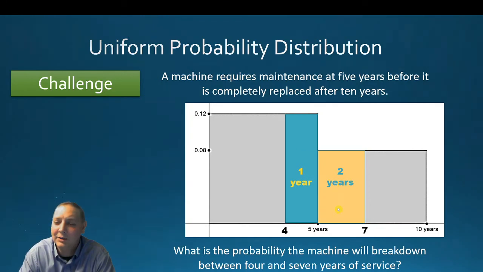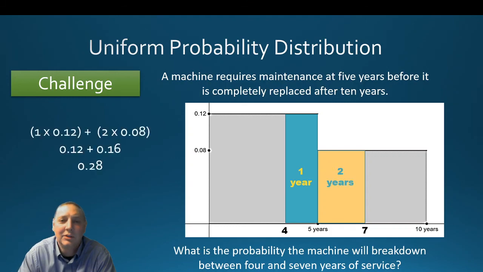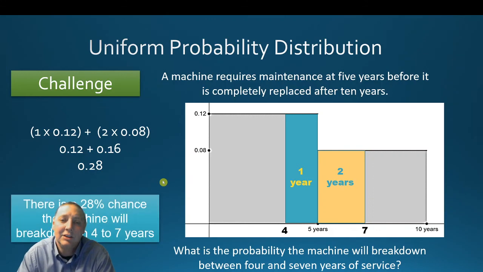And we'll add to that the probability that it breaks down in this 2 year region that has an 8% chance of breakdown. So putting that all together, here we have the calculation. So 1 times the 0.12 for the blue, 2 times 0.08 for the beige, adding those together. And so we see there's a 28% chance that the machine will break down somewhere between 4 and 7 years.